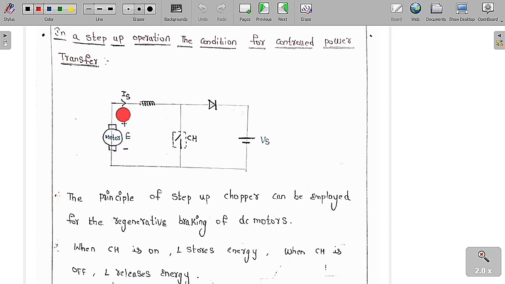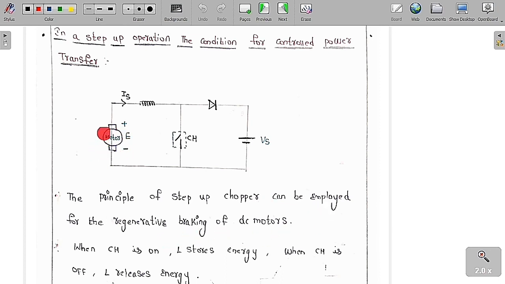Therefore this machine is going to act like a DC generator and it is going to deliver power from the motor to Vs. Current can flow from E to Vs only when E is greater than Vs. Therefore Vs is always less than E, or simply we can say that 0 is less than Vs, which is less than E. The principle of step-up chopper can be employed for the regenerative braking of DC motors.